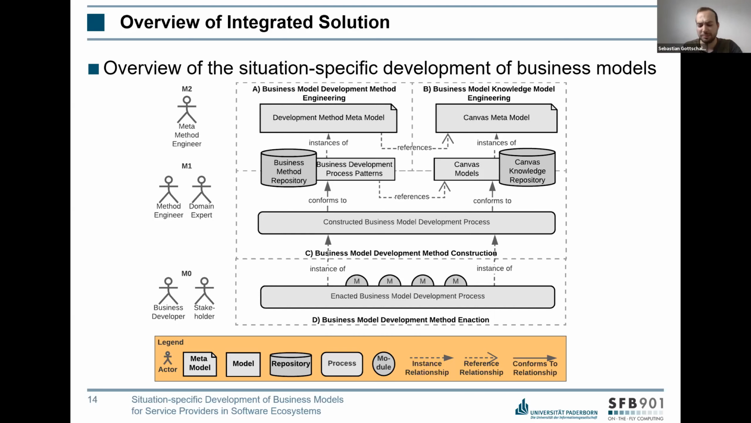We have also developed some kind of canvas on our own and tested them in the past with practitioners. So what we see from people in practice is they like this canvas view, and not just more E3 value with complex relationships and so on.